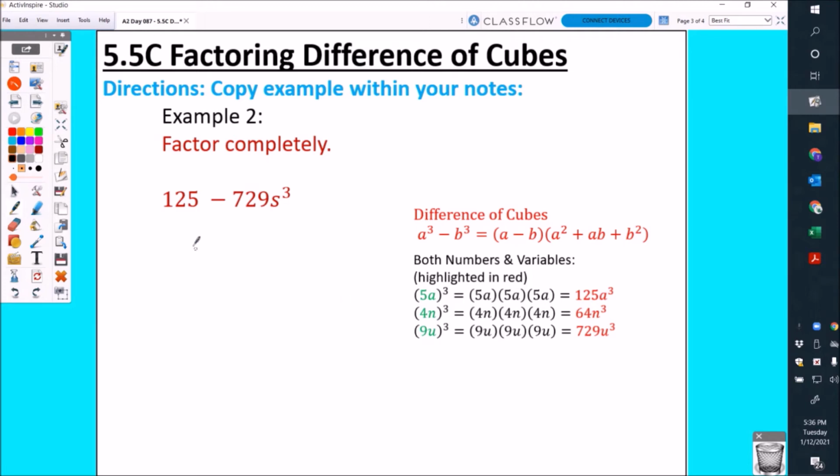So looking at this, 125, that is a perfect cube number. 729 and the s to the third, both of them are perfect cubes. So these two terms are perfect cubes, so we'll be factoring a difference of cubes. So the first term, 125, that's going to be for the a to the third. And then the second term will be for b to the third.